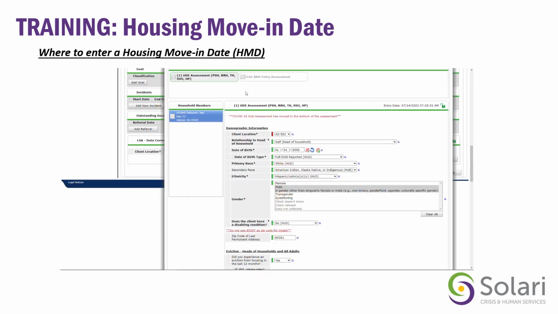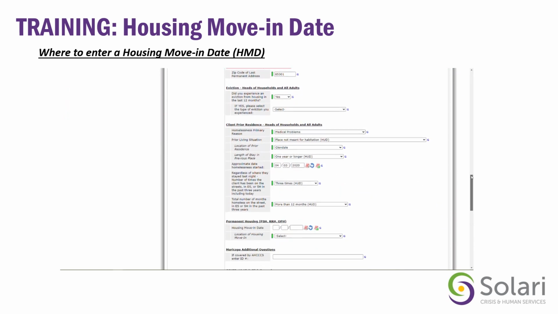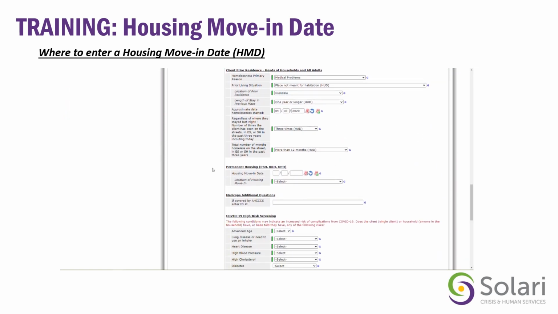So taking a look at the entry exit tab and going down to the UDE assessments, while scrolling through the middle of the assessment, I found myself at the permanent housing entry. Two things are very important for these entries. The permanent housing is only relevant for permanent supportive housing, rapid rehousing, or other permanent housing.